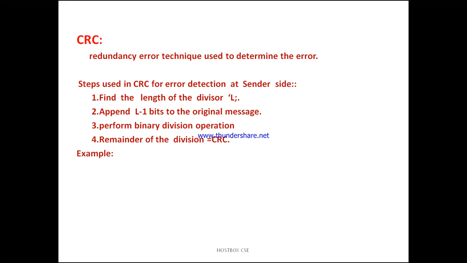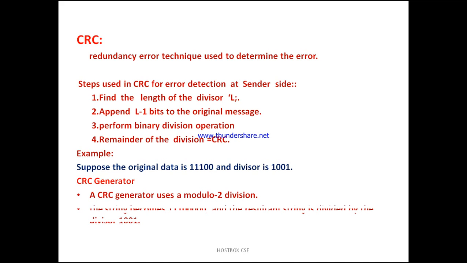Let's take an example. Suppose the original data is 11100 and the divisor is 1001. Now how do we apply the CRC method and do the data transmission successfully? What will happen at the sender side and receiver side? Here a CRC generator will be there, and a CRC generator generally uses modulo 2 division.